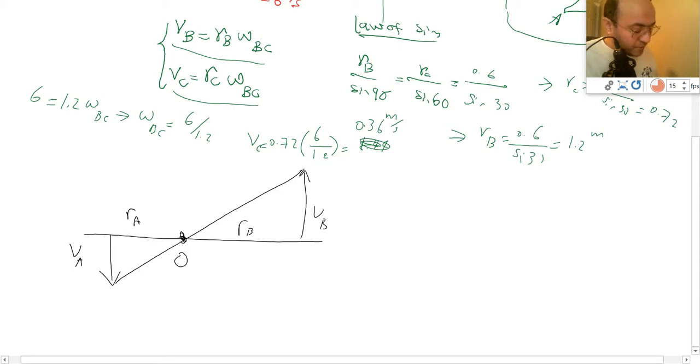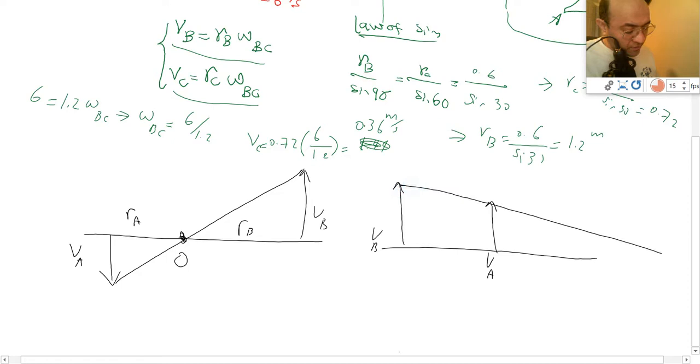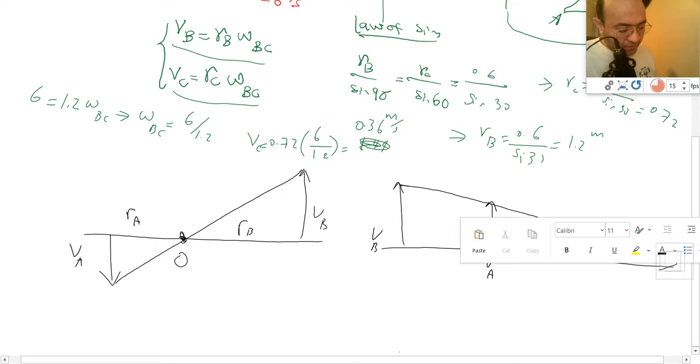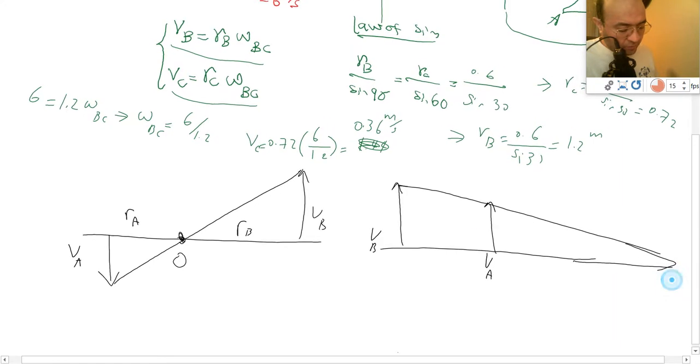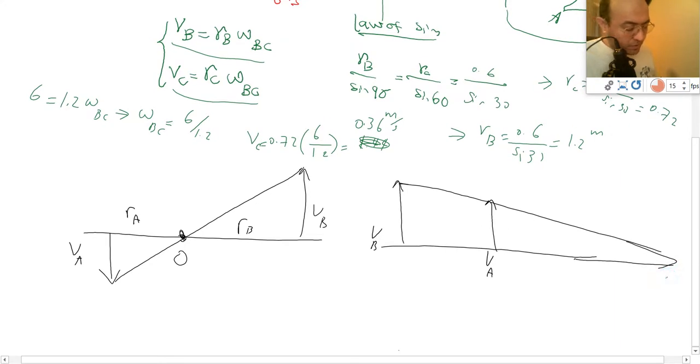There could be different cases too, where we have 2 velocities and the 2 velocities are actually parallel together. One of them is going to go like this, the other one is going to go like this. So this is velocity of A and the other one is velocity of B. In such a case, the point of intersection, the point O, would be somewhere down here.